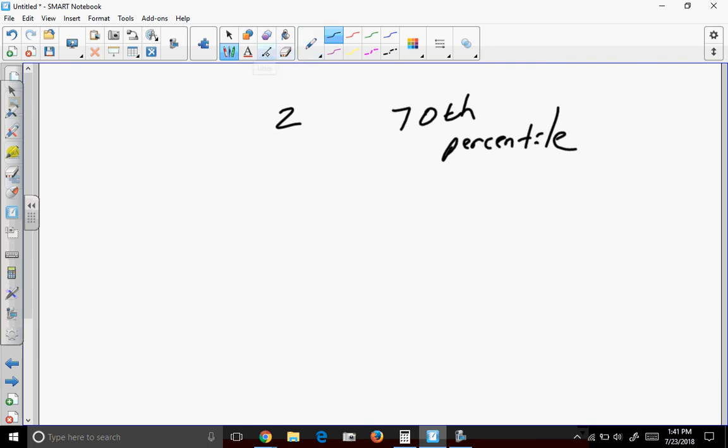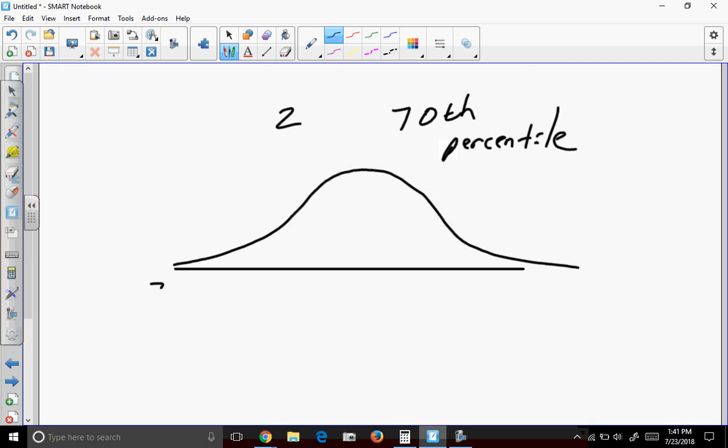And what that means is, where do we have at most 70% of our data to the left and the remaining 30% to the right? So I picked it on this side because if I picked over here, 70% is not going to be to the left.